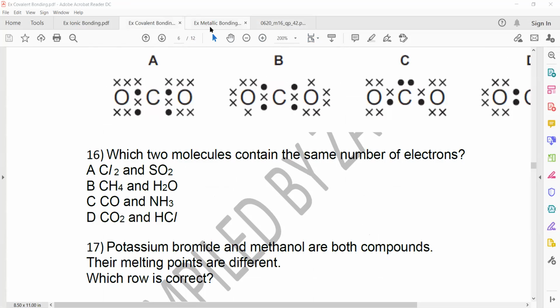So the correct answer here, because carbon is 6 plus 4 hydrogen, 10, and water contains 2 hydrogen and 1 oxygen, so 2 electrons because of hydrogen and 8 electrons because of oxygen, which makes it 10. So B is the correct answer for this.